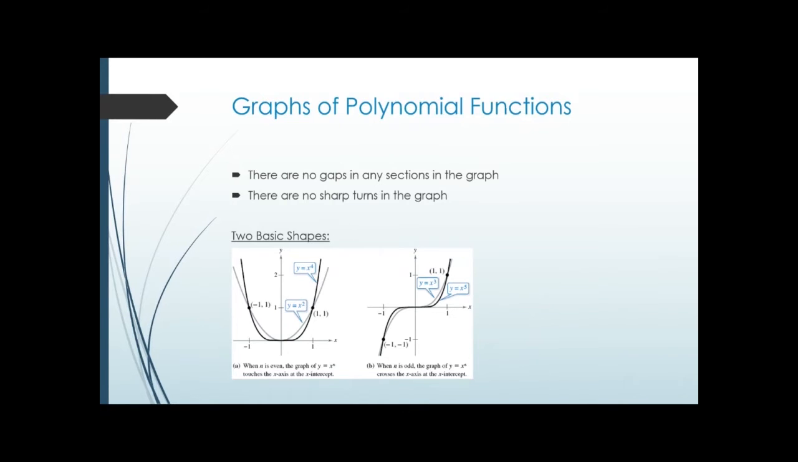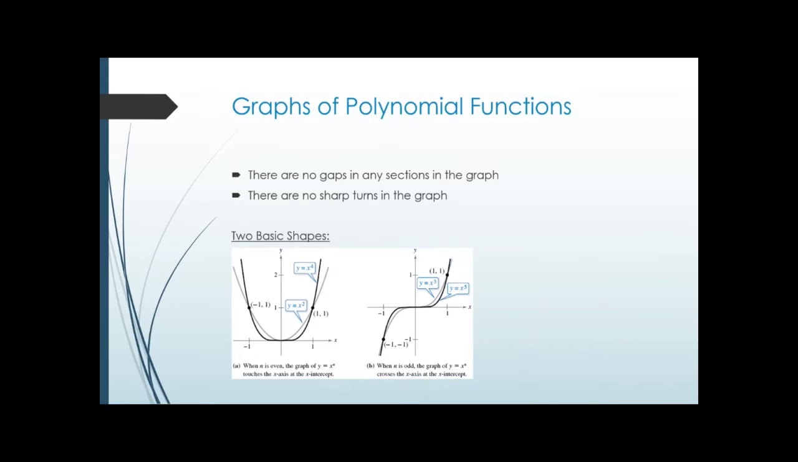The shape on the left is when the highest exponent, which is called the degree of the polynomial, is even. So if the highest exponent is an even number, then it's going to look like the graph on the left. If the highest exponent is odd, it's going to look like the graph on the right. So there are two basic shapes, and then there can be some variation in the middle of those.